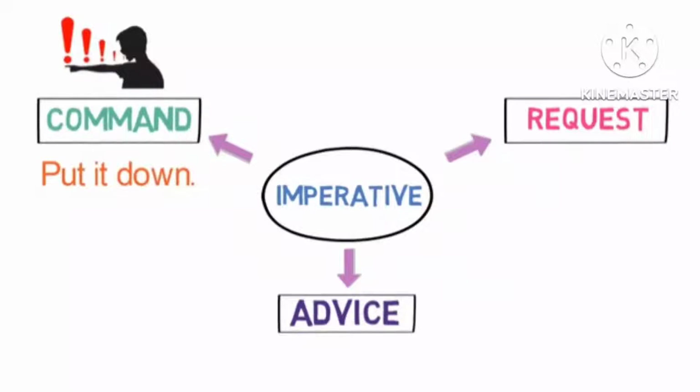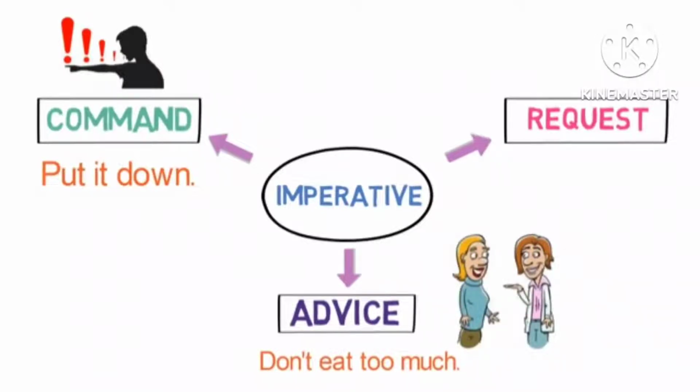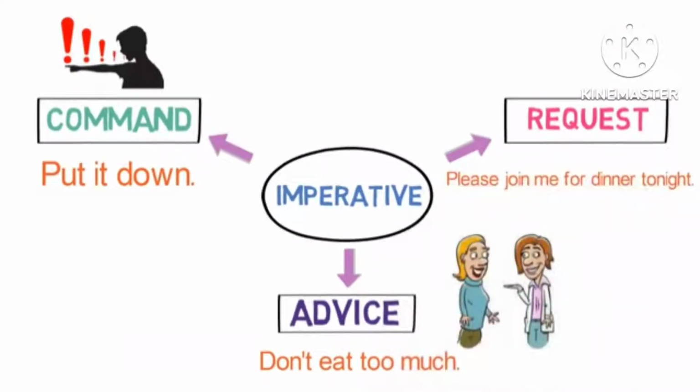Let's look into another example. Don't eat too much. Here, this type of sentence is providing suggestion or advice. Let's look into one more kind of sentence. Please join me for dinner tonight. Here, this type of sentence is asking for help or request. So, these are the three ways in which an imperative sentence is built.